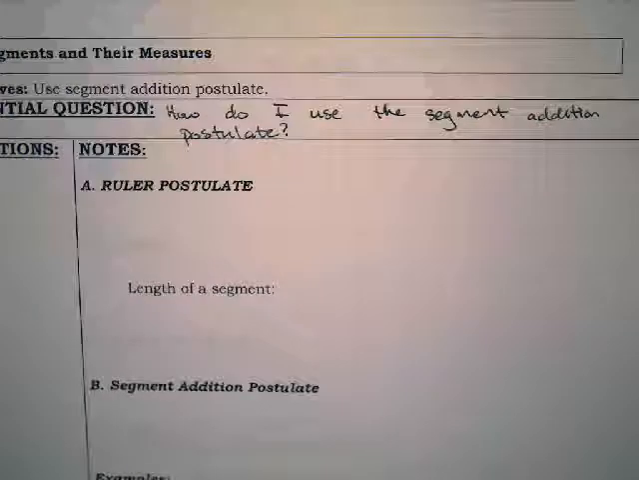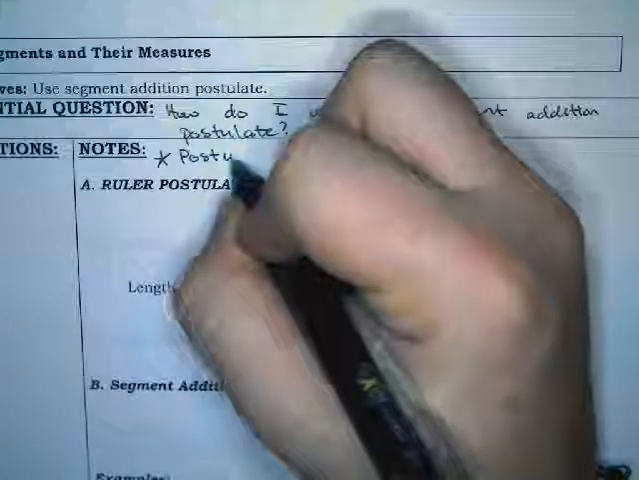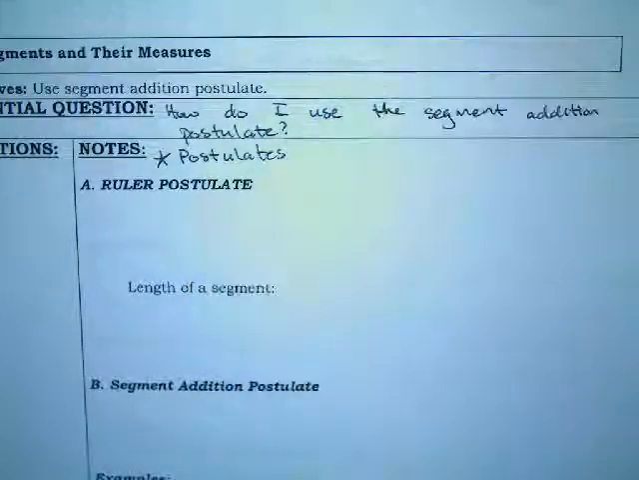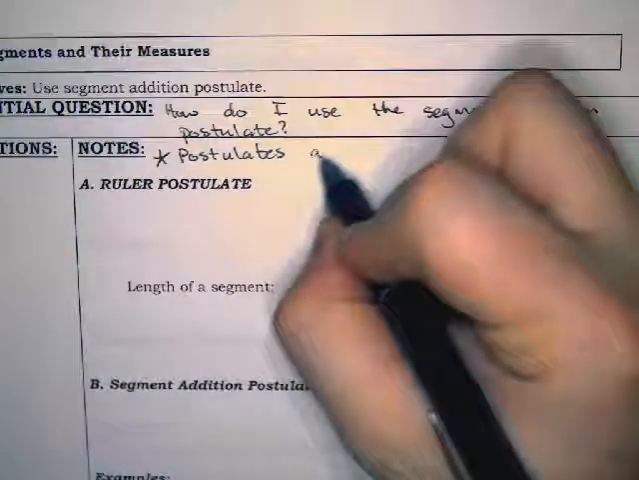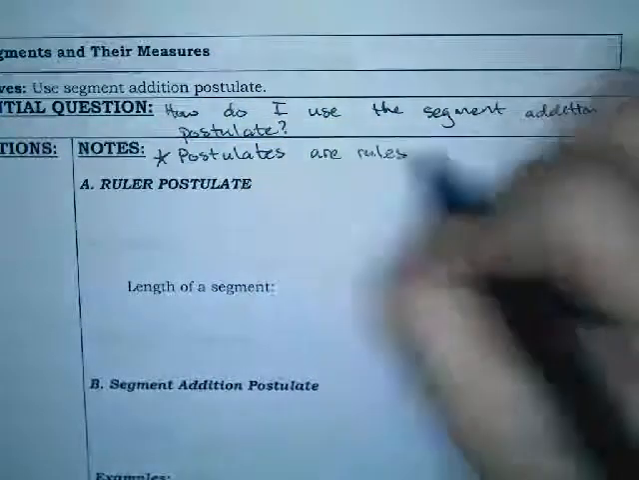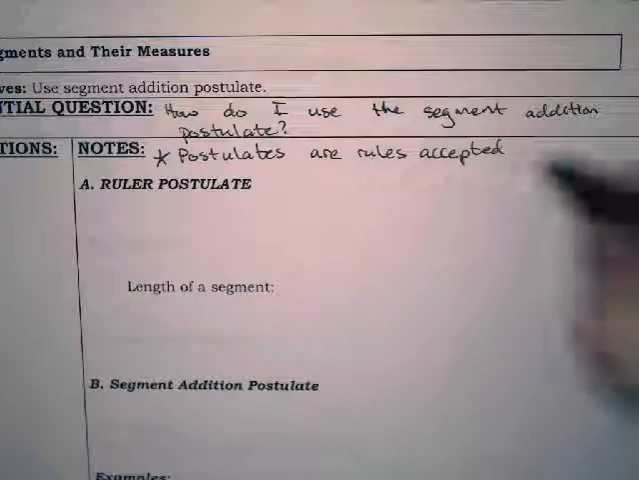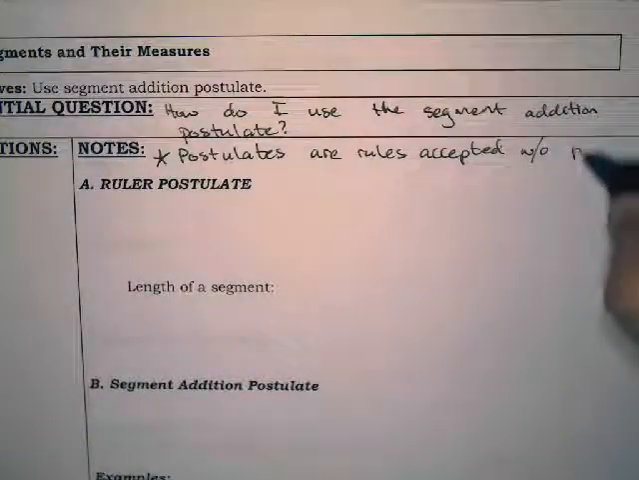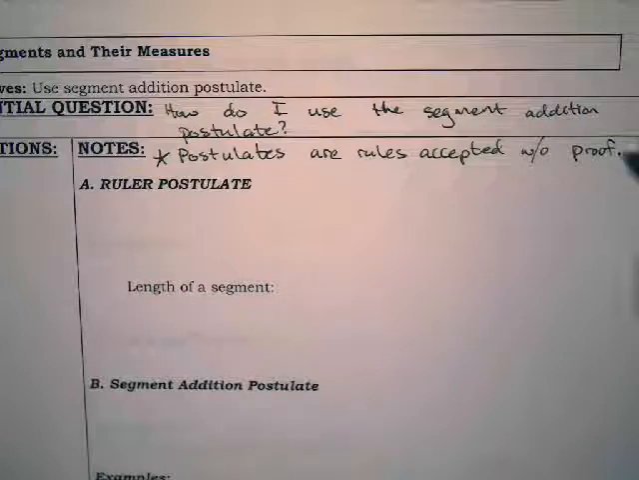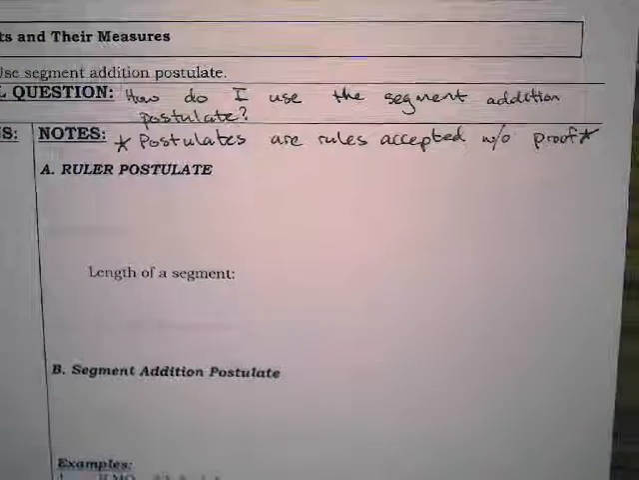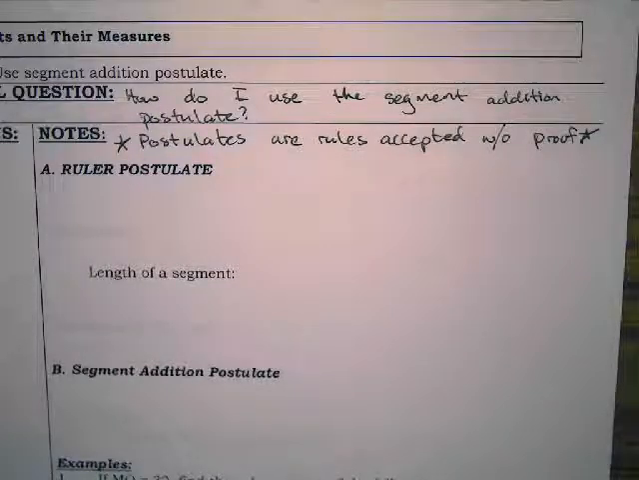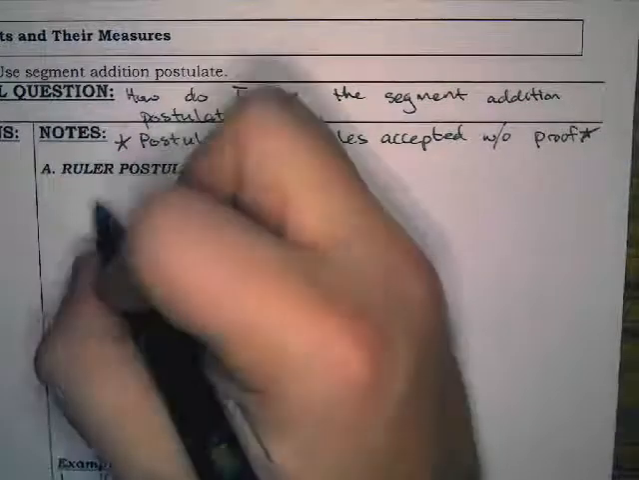So first we should define postulate. Postulates are rules accepted without proof. So the rule of postulate is the points on a line can be matched one-to-one with real numbers.